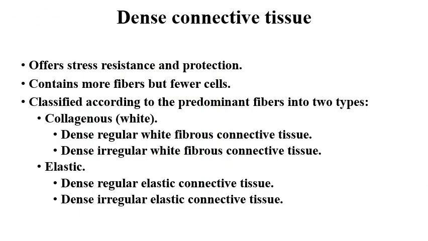Dense connective tissue has fewer cells and a clear predominance of fibers over the ground substance. Dense connective tissue is less flexible and far more resistant to stress than loose connective tissue. It is classified according to the predominant fiber into two types: dense collagenous or white connective tissue and dense elastic connective tissue. These are further classified according to the orientation of their fibers into regular or irregular.